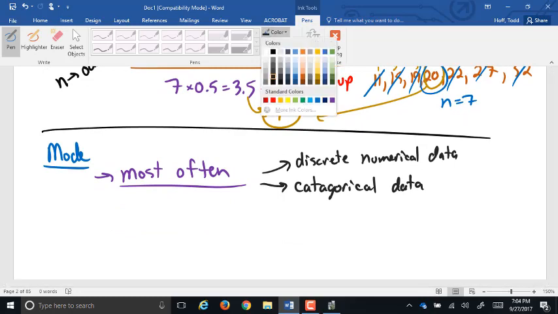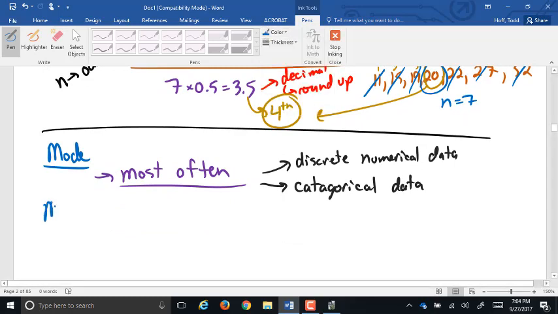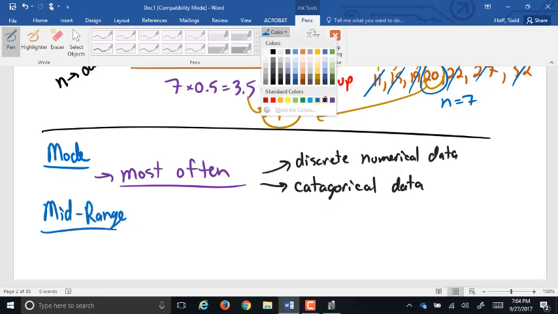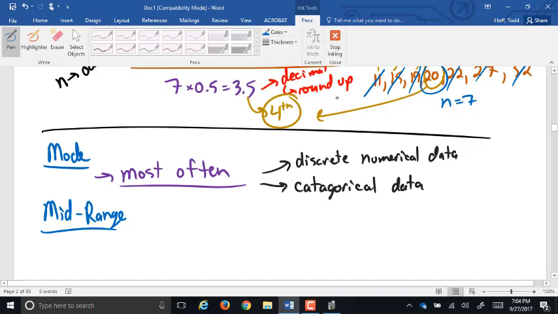There's another one out there called the mid-range. The mid-range is found by taking the largest number, which is the maximum, plus the smallest number, called the minimum, adding them together and dividing by 2, exactly.